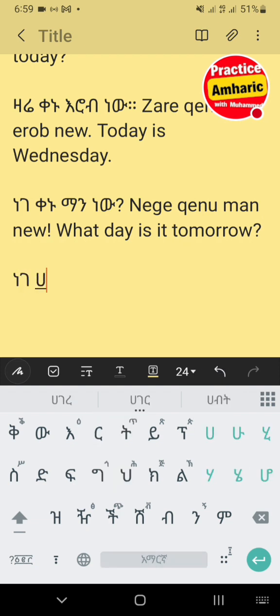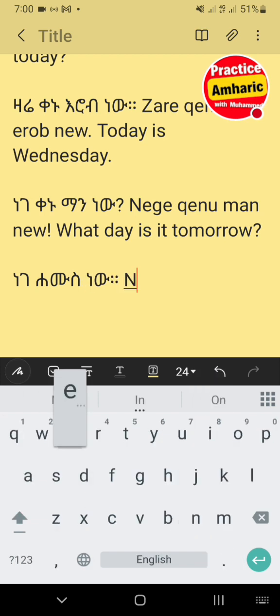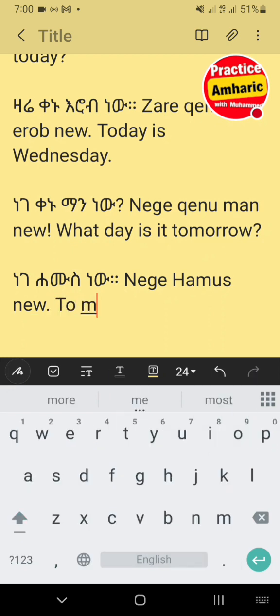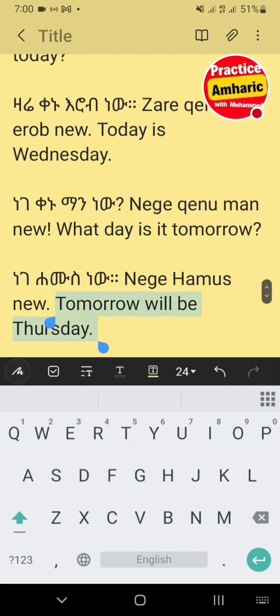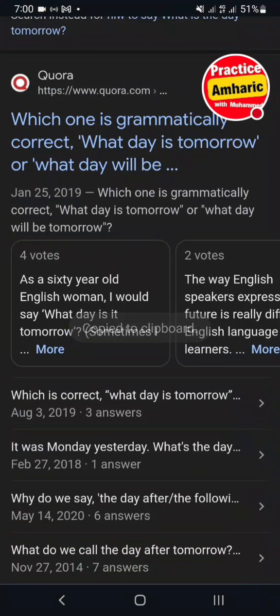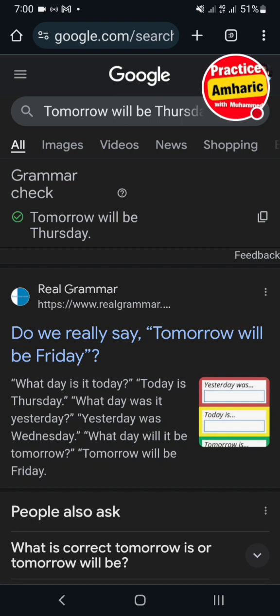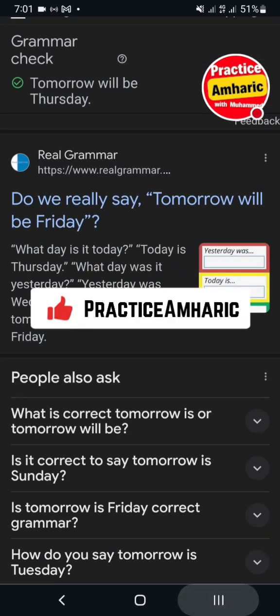ነገ ሐሙስ ነው. Now, tomorrow will be Thursday. Am I wrong? Thursday. Let me check it here. Okay, let me check it. Tomorrow will be Thursday. Grammar checker says, oh, mashallah, correct. I'm correct grammatically.